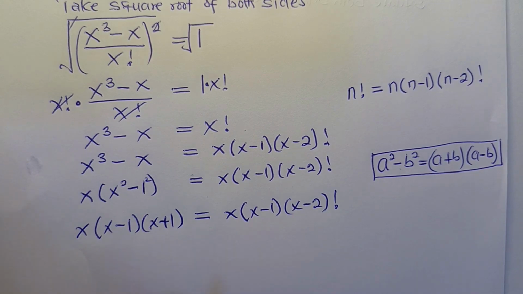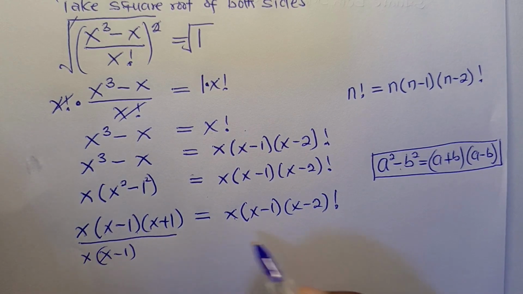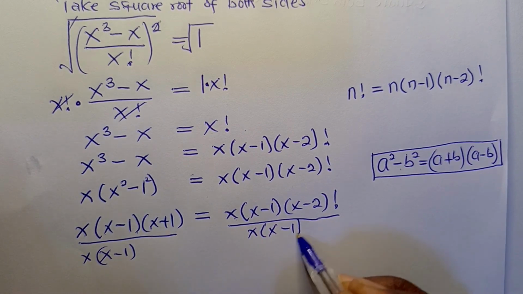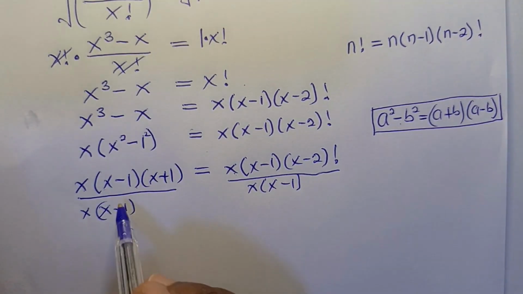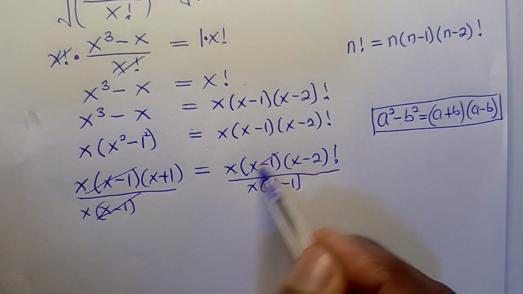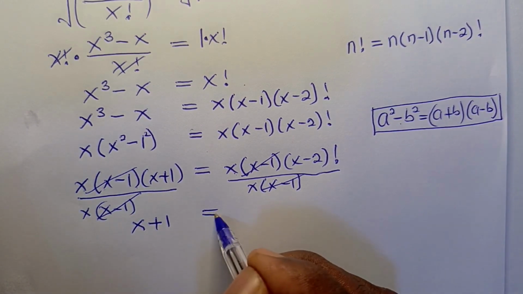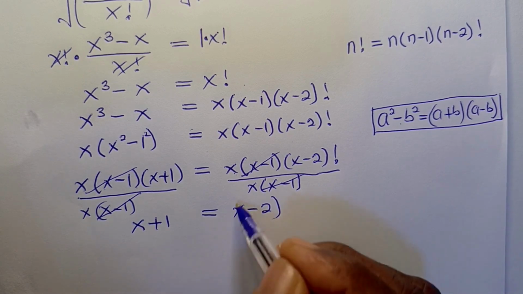Okay, so we see that we have x times (x minus 1) here. We also have x times (x minus 1) here. So we divide both sides by x times (x minus 1). So this will cancel this, and this one also cancels this. So we are left with x plus 1 equals (x minus 2) factorial.